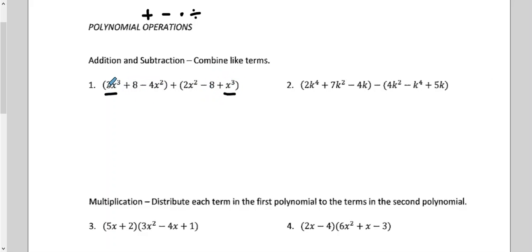So we do 3 plus 1. There's a 1 in the front here. So 3 plus 1 is 4. So that is 4x cubed. Okay, that's a cube right there. And then, sorry, let me just rewrite it. 4x cubed.